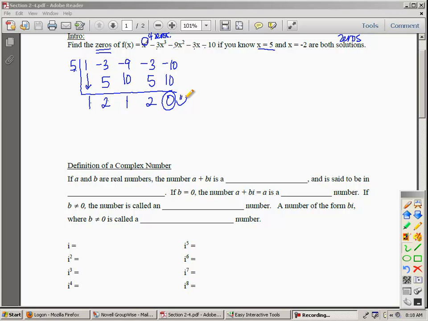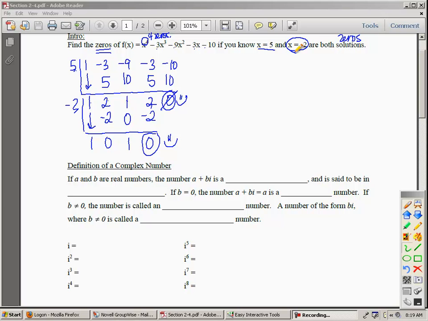We are going to synthetic divide one more time with x is -2. And I'm just going to attach it to here because it's the easiest. Remember, we don't need this remainder of 0 anymore. So we drop down the 1. 1 times -2 is -2. When you add it to 2, you get 0. 0 times -2 is 0. When you add it to 1, you get 1. 1 times -2 is -2. When you add it to 2, you get 0. And this should happen because, again, they told us that x equals -2 is a solution.